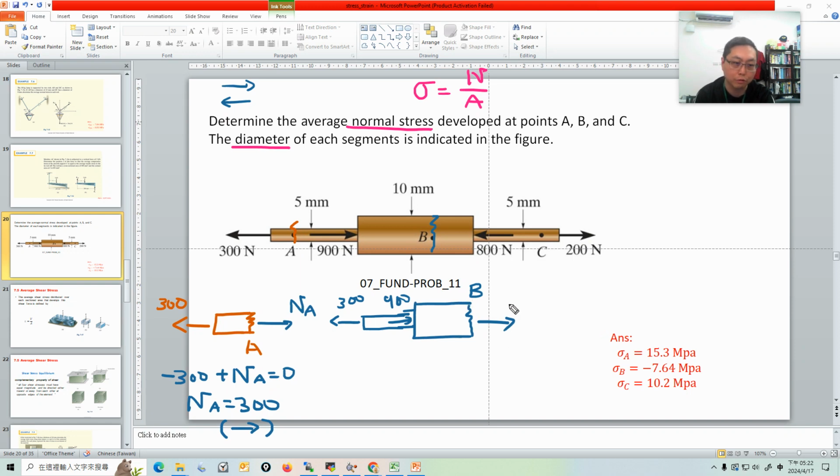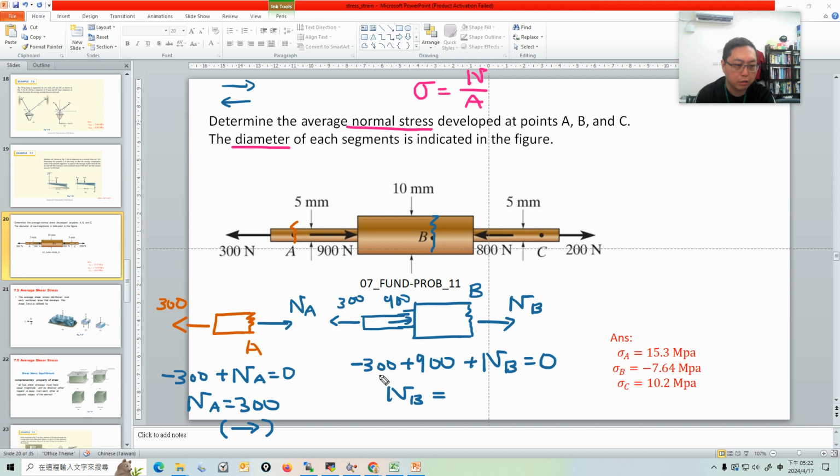Normal force at B, so it's NB. Do the force balance again. Pointing to the left, so minus 300. This is pointing to the right, minus 900. And we assume there's NB here and equal to 0. So what is NB, the normal force at B?